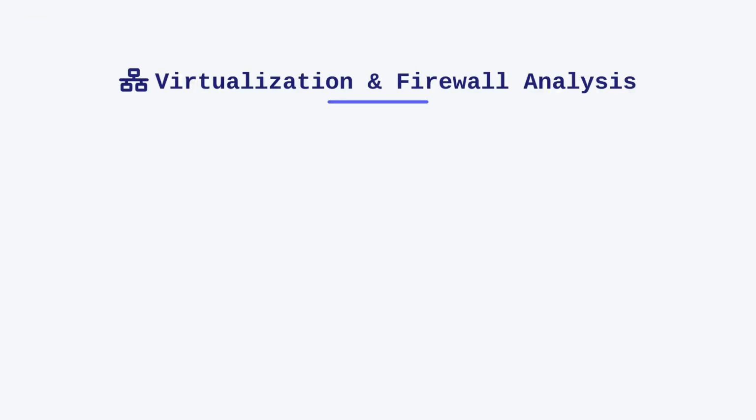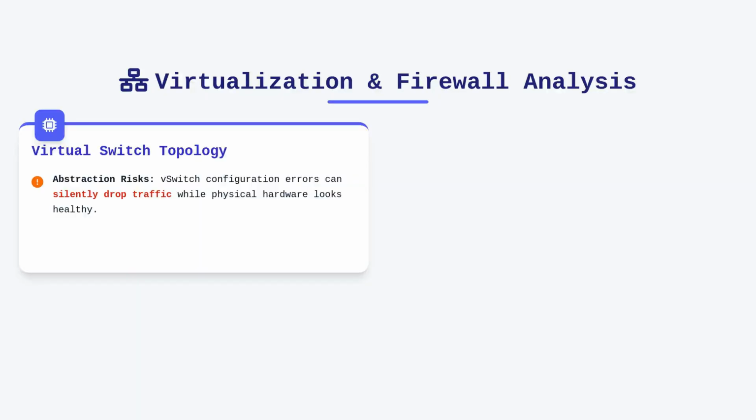Virtualization adds another layer of abstraction, where vSwitch configuration errors or misconfigured port groups on a hypervisor can silently drop traffic despite the physical hardware appearing healthy. You must evaluate the virtual switch topology just as you would physical hardware, checking for tagged VLAN traffic that isn't reaching the guest machines due to an incorrectly configured virtual uplink.